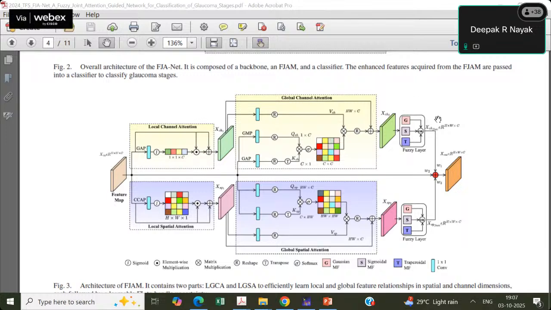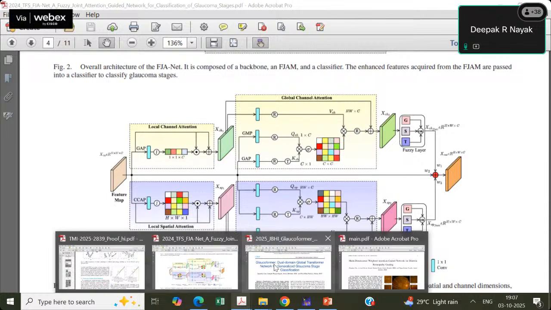We have used different types of membership functions in the fuzzy layer, just to reduce the uncertainties present within the feature map. That is because the presence of these uncertainties sometimes leads to misclassification. So just to tackle this problem, we have introduced a fuzzy layer in both the local-global channel attention and the local-global spatial attention. You can see over here. That was the main contribution.